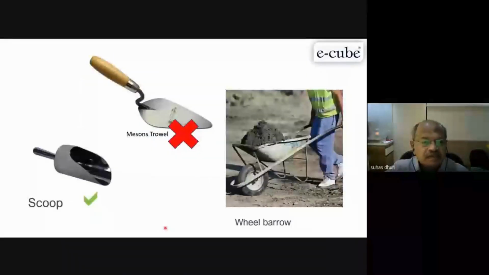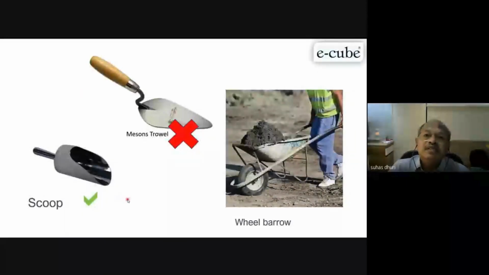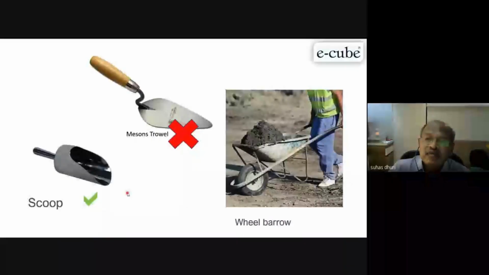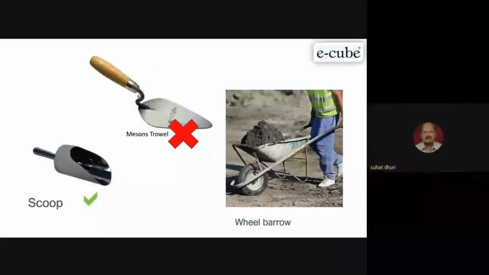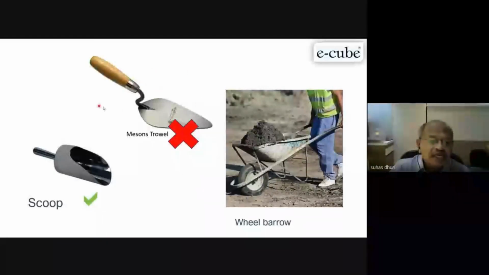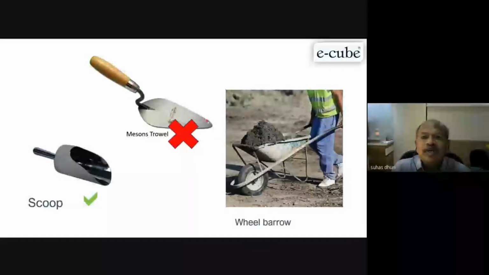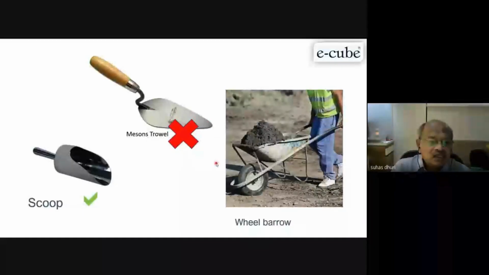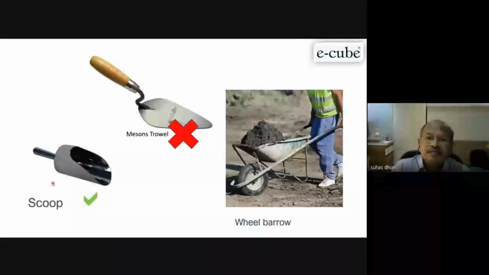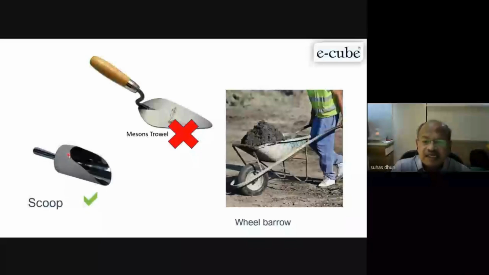You can see this is the scoop, because most of the concrete we are producing now is highly workable concrete. So it is not advisable to go for the mason's trowel. Better you go with a scoop like this and a wheelbarrow to get a proper sample. Because if the sample is flowable, you get only aggregate on the top surface and your slurry will flow away. That's why a scoop is always desirable. You see that it is available at the site.